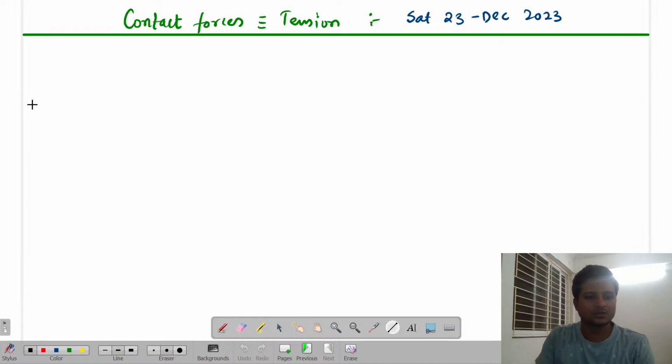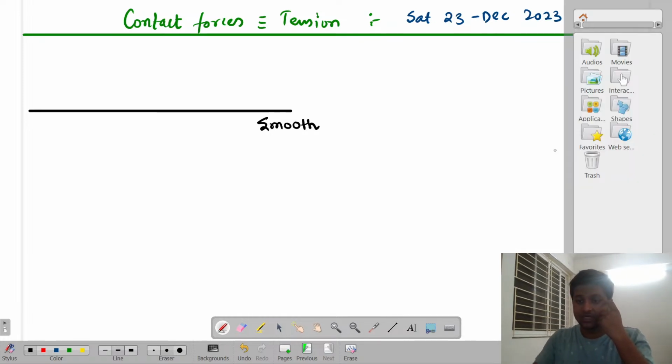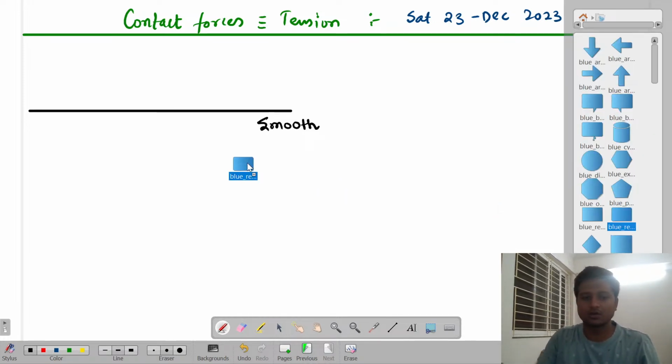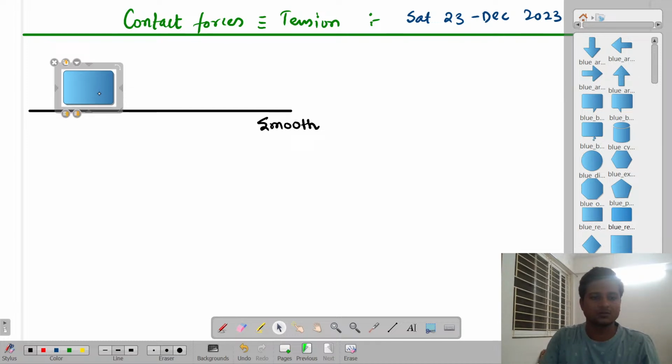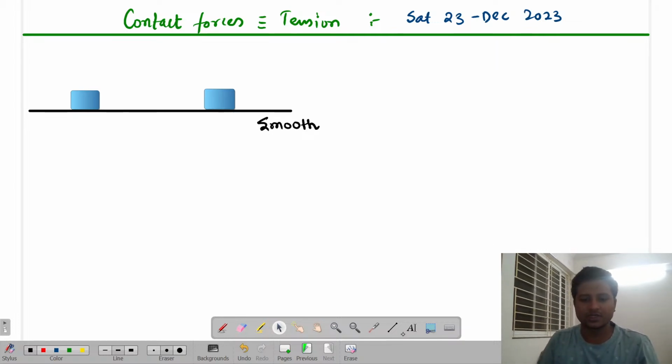Okay. So look over here. Right now we are not including friction, so I'll not write it many times. I'm just considering all the surfaces to be smooth. And then I placed two blocks over here, one block, then another block. Just for the representation, they are not going to do anything. Just for our understanding, we are bringing them together so that we can understand tension in a much greater sense.